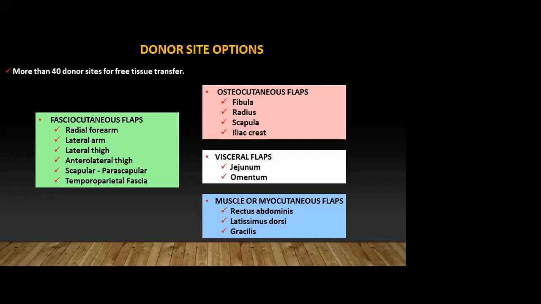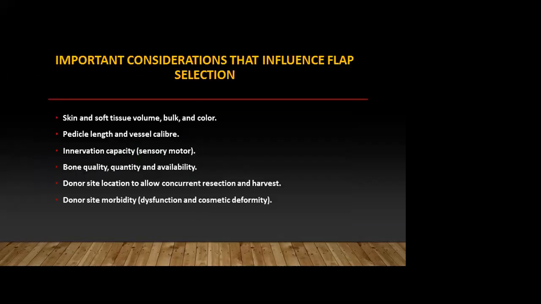Visceral flaps we usually come across in the head and neck area are the jejunum and the gastroomental flap. And some myocutaneous flaps are also used in the head and neck area. Mainly the main ones are rectus abdominis, latissimus dorsi, and gracilis.